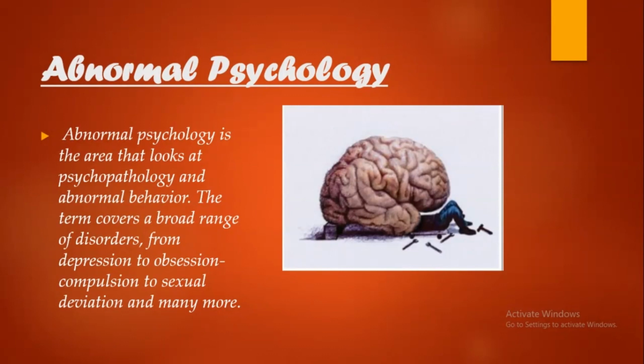Abnormal psychology is the area that looks at psychopathology and abnormal behavior. The term covers a broad range of disorders, from depression to obsessive compulsive disorder, obsession and compulsion, to sexual deviation and many more. It means that anything that is abnormal or atypical in nature, these types of characteristics or traits, are studied under abnormal psychology.